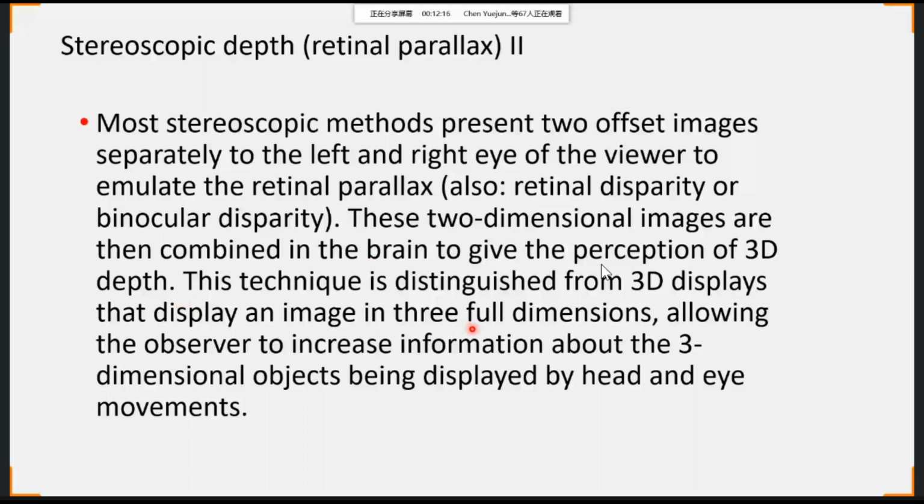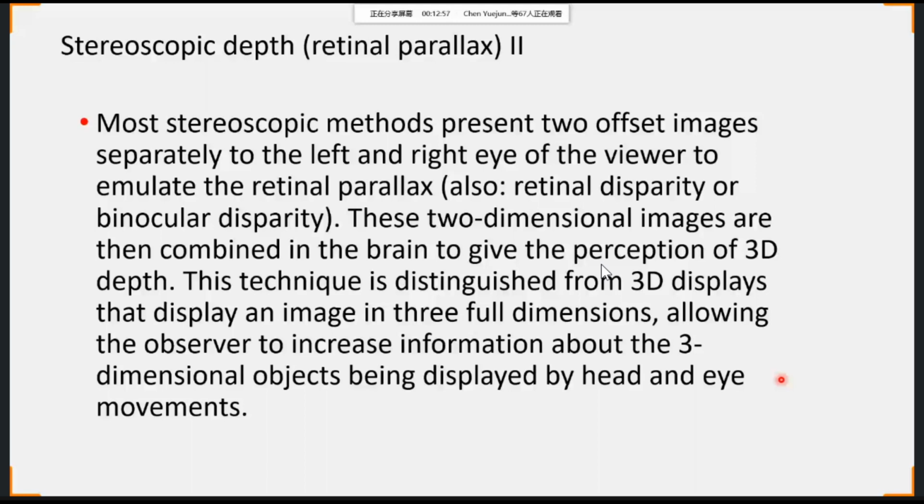And this technique is distinguished from three-dimensional displays that display an image in three full dimensions, allowing the observer to increase information about the three-dimensional objects being displayed by head and eye movements. So it's like looking at a model, for example, a city model, where you have physical, three-dimensional buildings that you can look at from different positions. So you can walk around such a model. There is a fantastic model of Wuhan, for example. Maybe you have seen it.